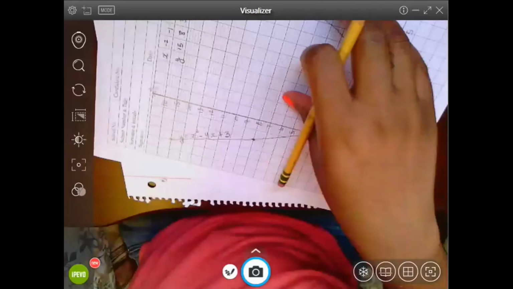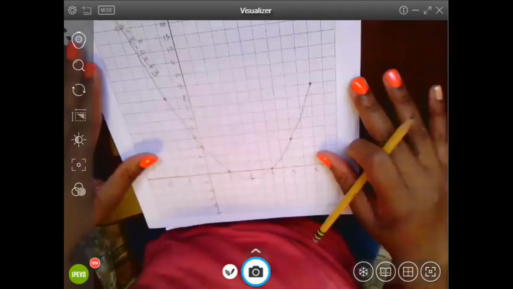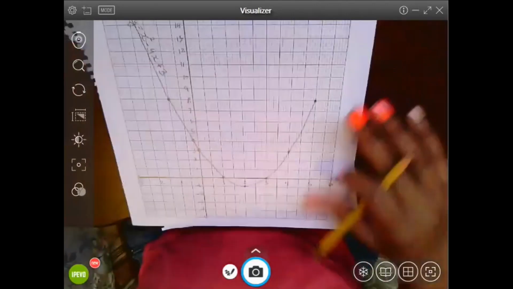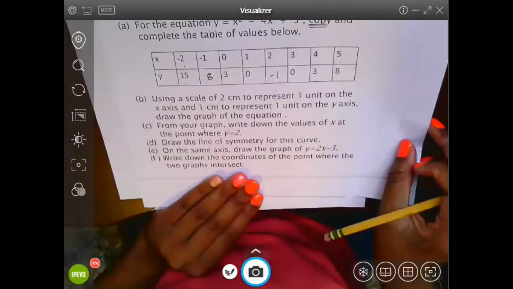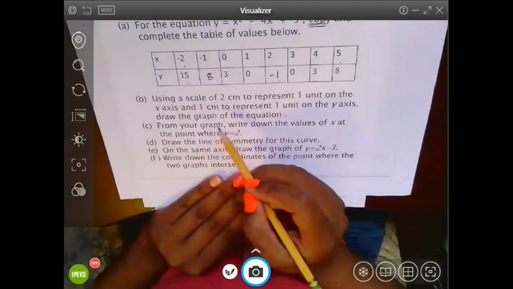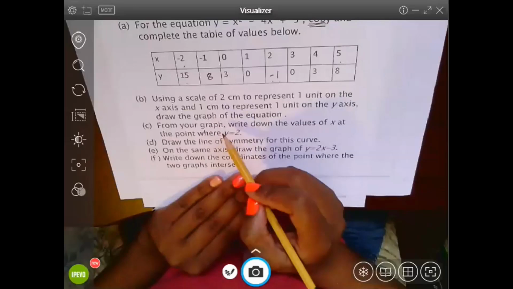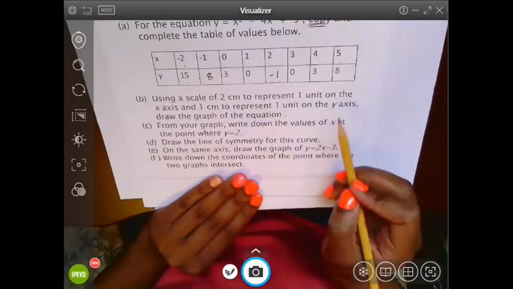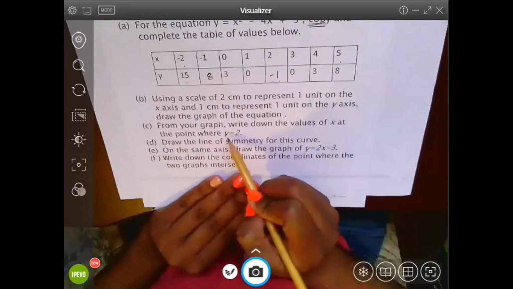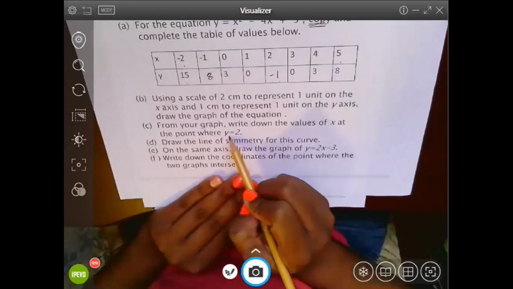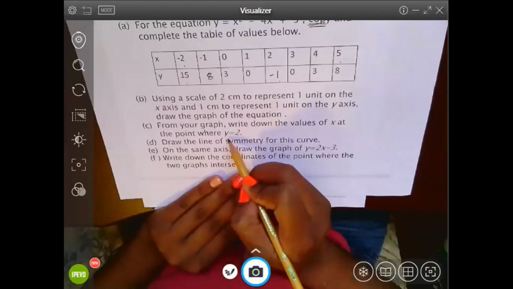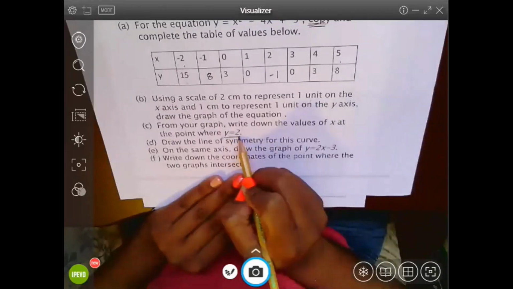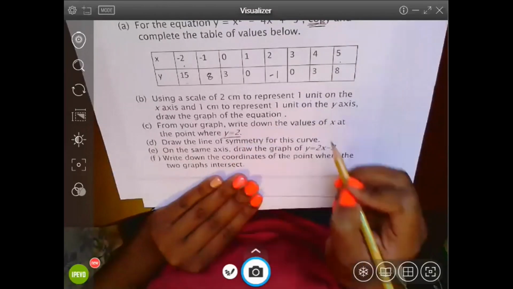Now let's look at question C. Question C says, from your graph, write down the values of x at the point where y equals 2. So the first thing I need to do is identify where this line y equals 2 is. And I want to see where does my graph cross or intersect with that line. And I'm going to identify the x values at those points.